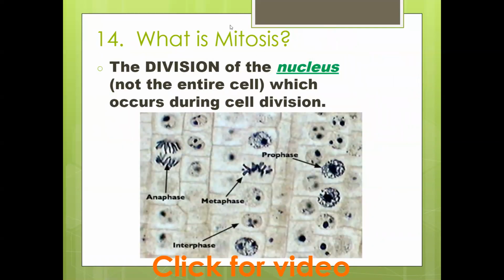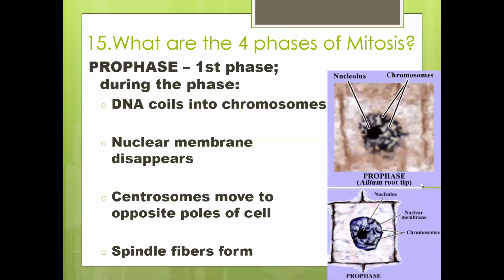So mitosis itself is the division of the nucleus, not the entire cell. And I'll explain why in a little bit, but the nucleus is arguably the most important part of cell division, because that's all the information that that cell needs to function properly, that has to be divided correctly.